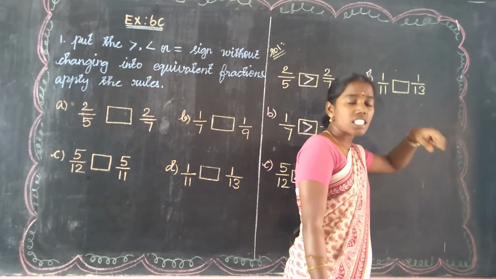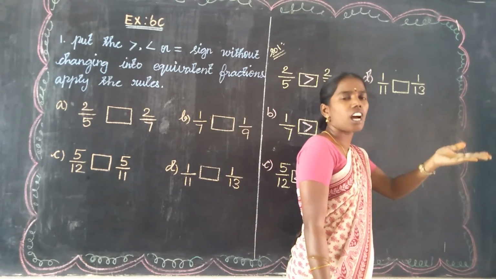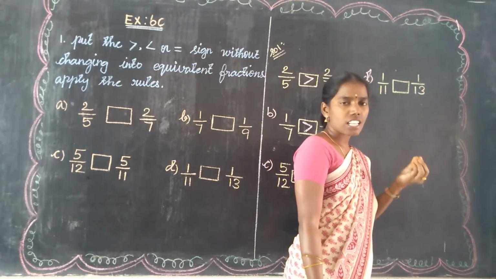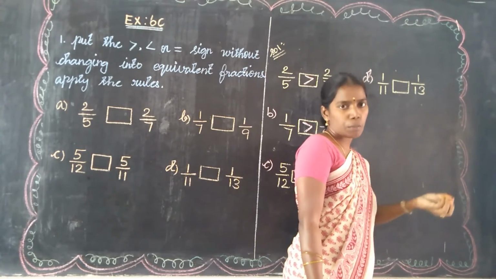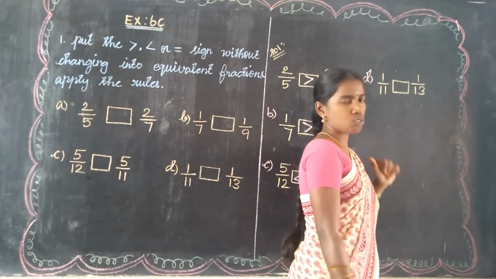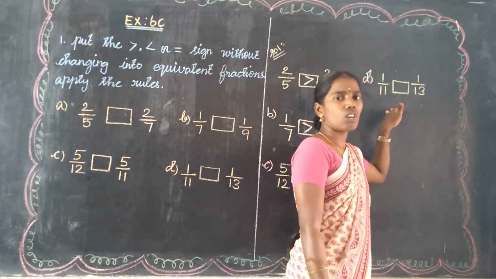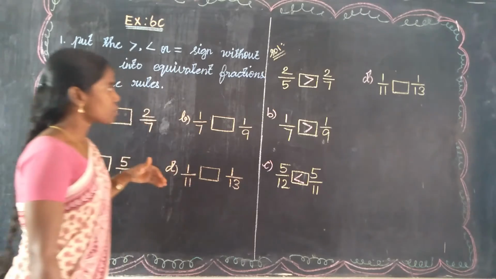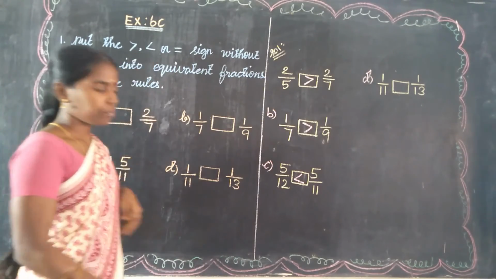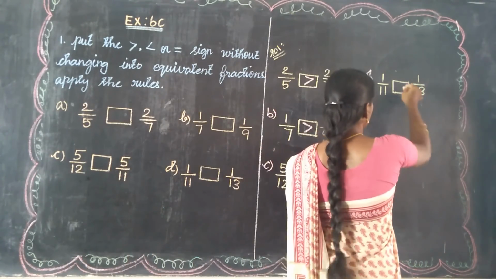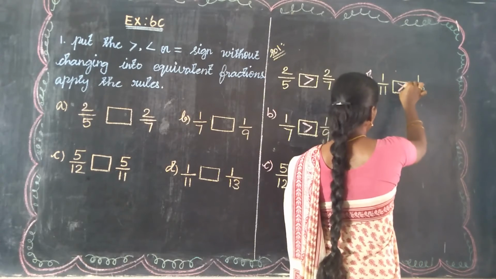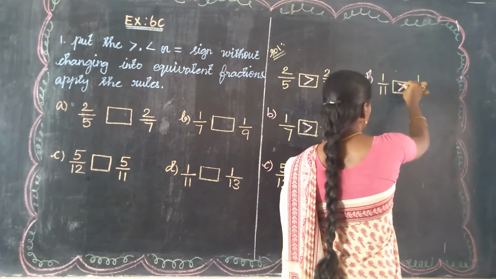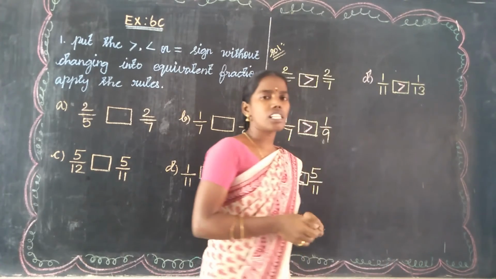In fractions, when the denominator value increases, the value of the fraction decreases. So which one is the greatest? 1 by 11 is the greatest one. So the symbol is the greater than symbol.